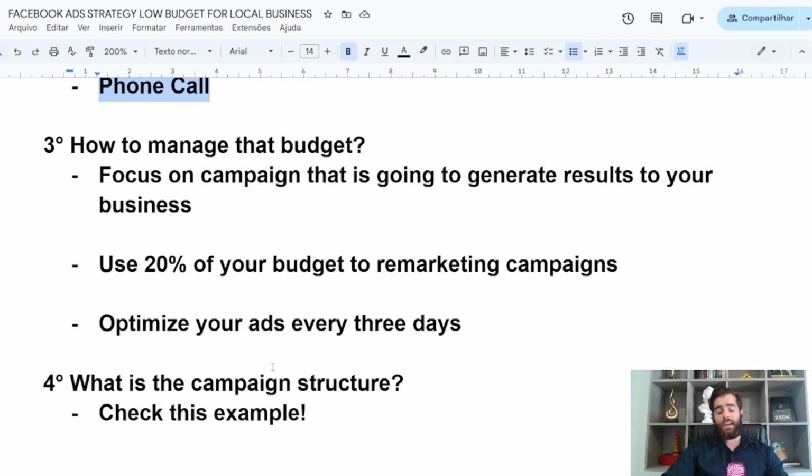And what is the best campaign structure? I already said before, it's something really simple. If you have a small budget, you can run CBO or ABO and try to be broad about it and focus on your ads, your communication, and your strategy, because it's not the targeting that is going to save your campaign, and that is the truth.